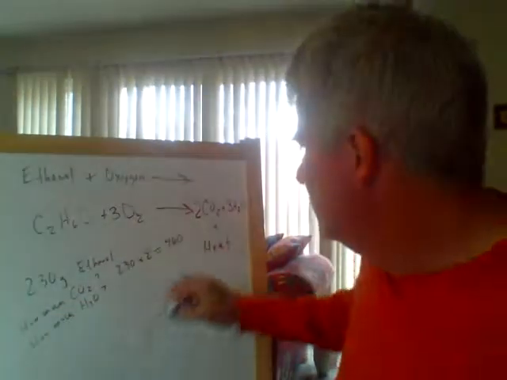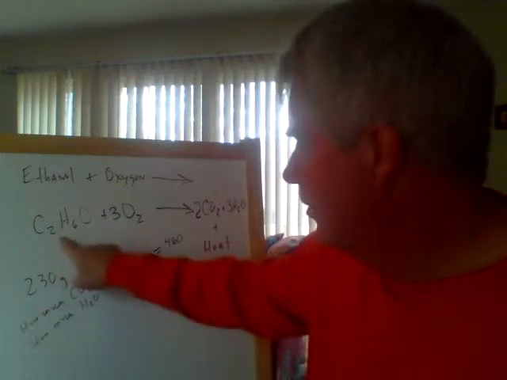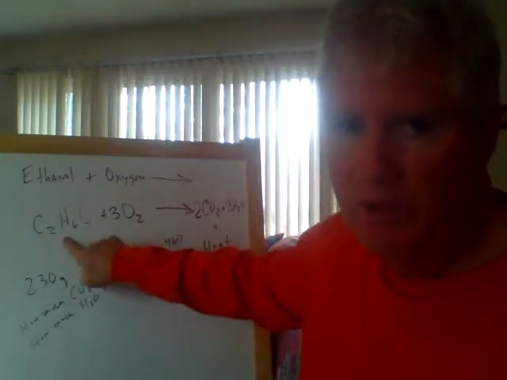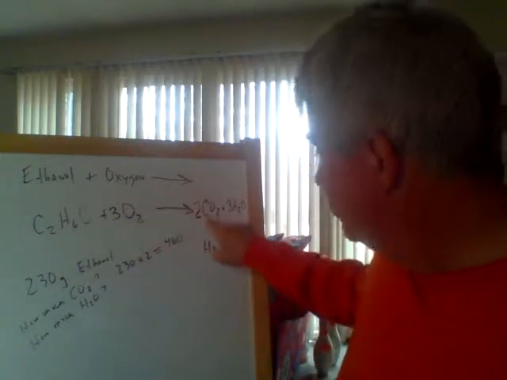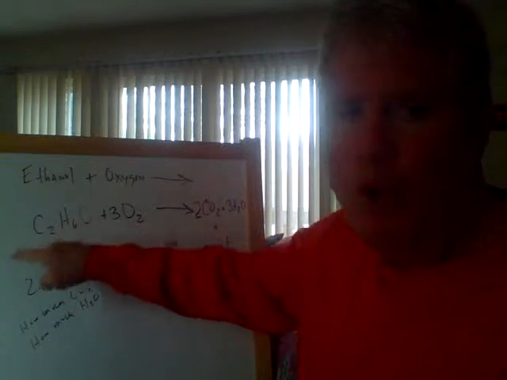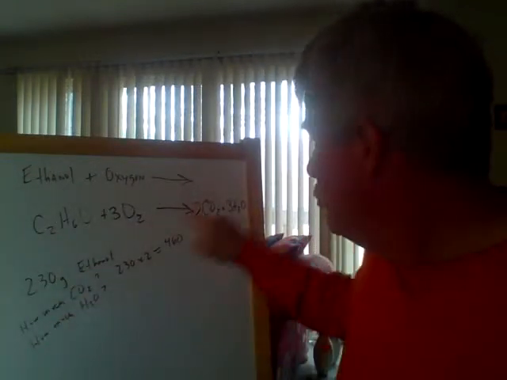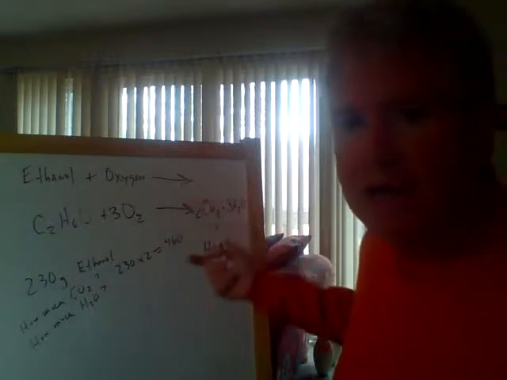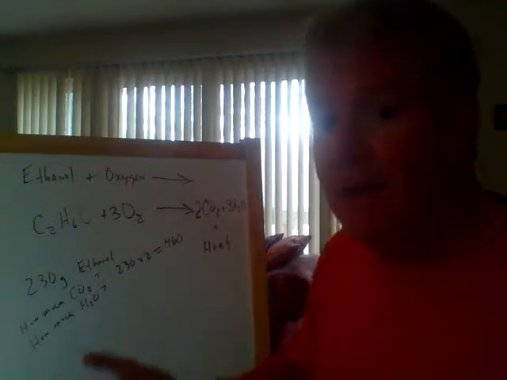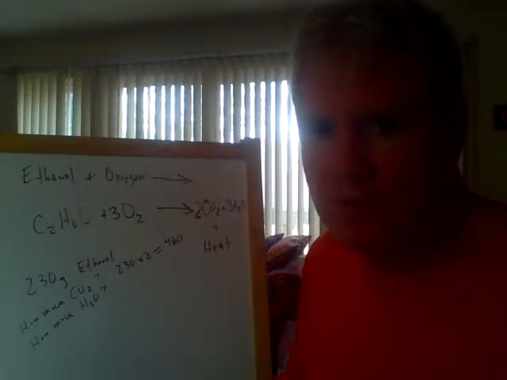The reason why is this equation is not talking about grams of ethanol, it's talking about molecules of ethanol. So 1 molecule of ethanol will produce 2 molecules of carbon dioxide. Or 1 mole of molecules of ethanol will produce 2 moles of carbon dioxide molecules. But not grams, but actual numbers of molecules. So that's not grams.